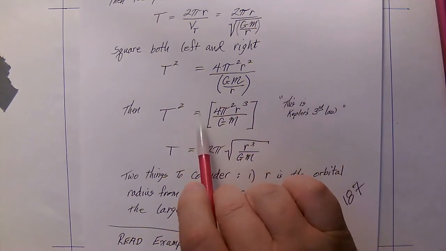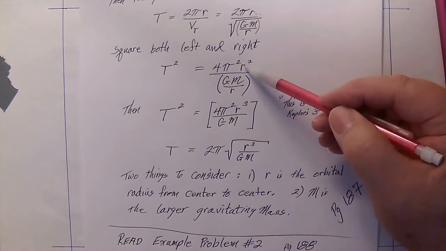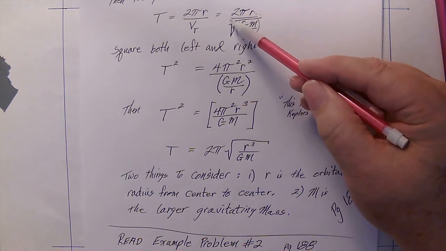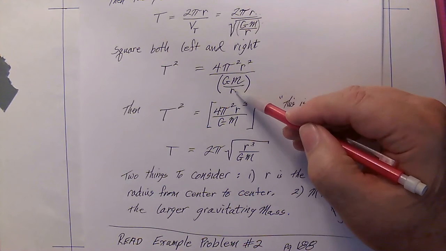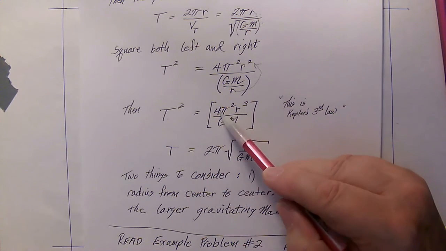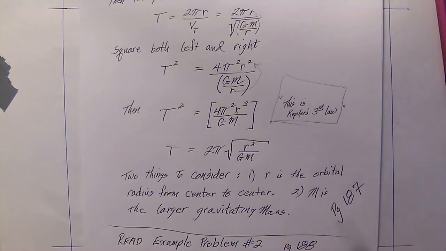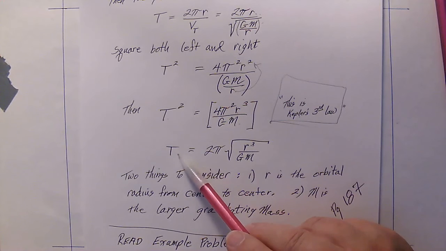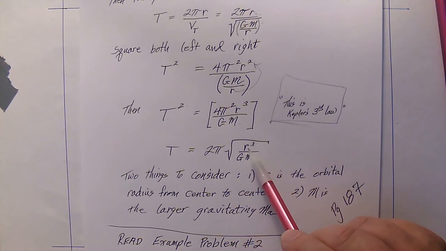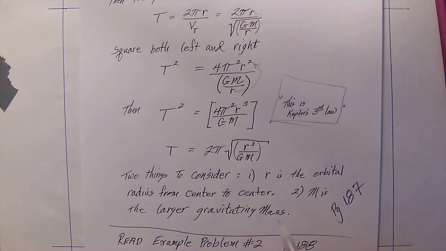And we're going to square both sides. So T squared, this becomes 4 pi squared r squared. Now I square the square root, I get GM over r, which this r comes in the numerator, so I get T squared is 4 pi squared r cubed over GM. Wow, Kepler's third law. And so T is equal to 2 pi square root of r cubed over GM. Two things to consider here. r is the orbital radius from center to center, and M is the larger gravitating mass we just talked about.